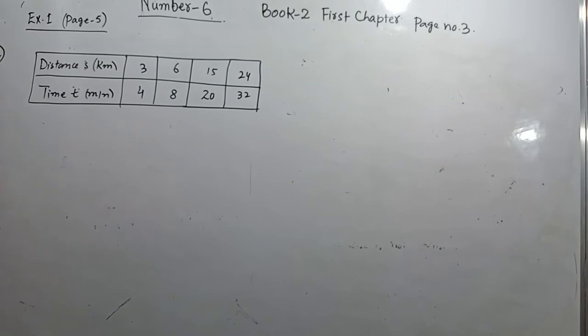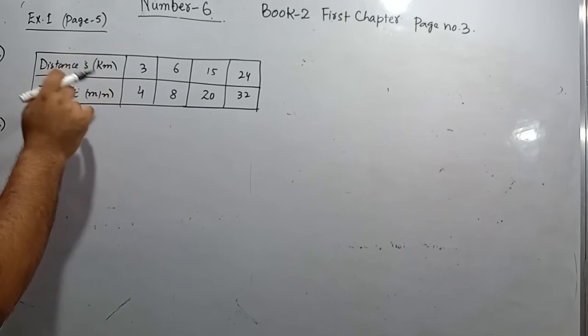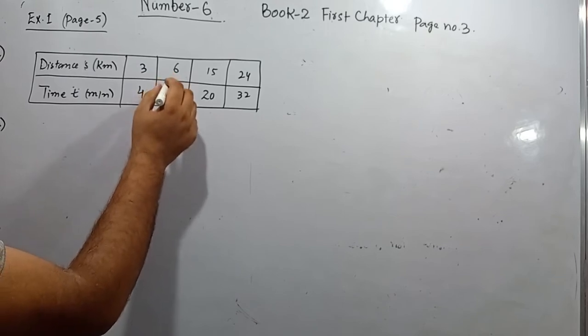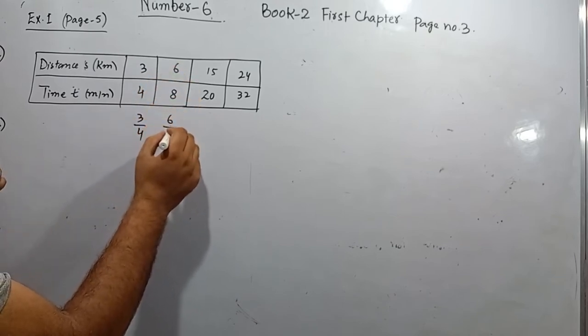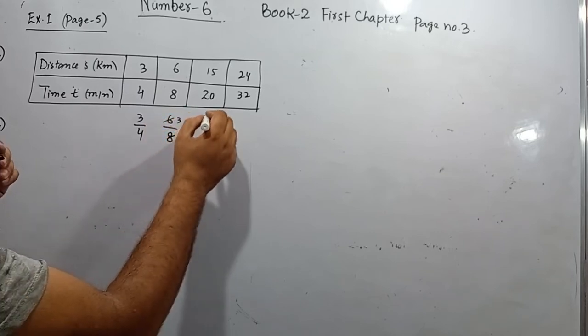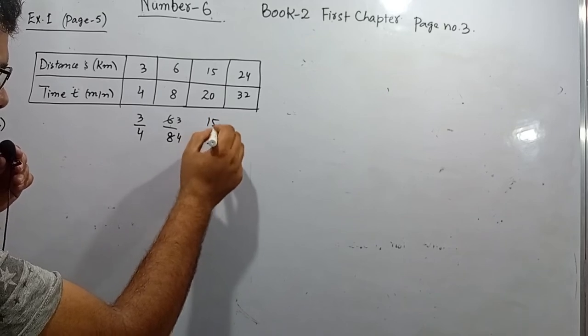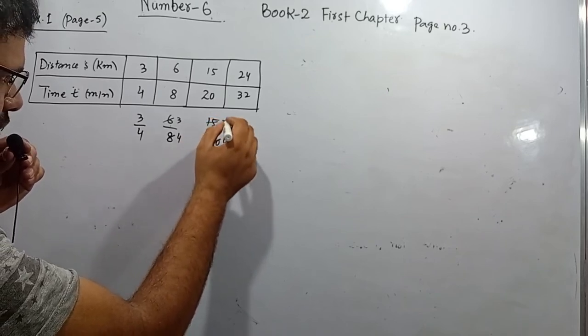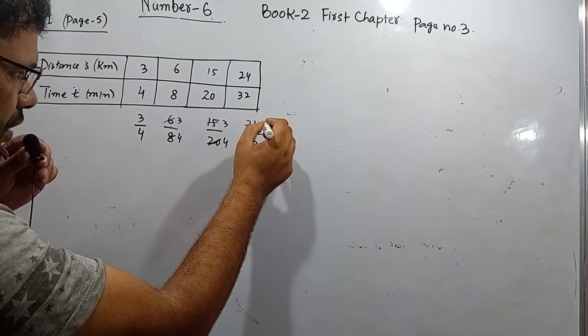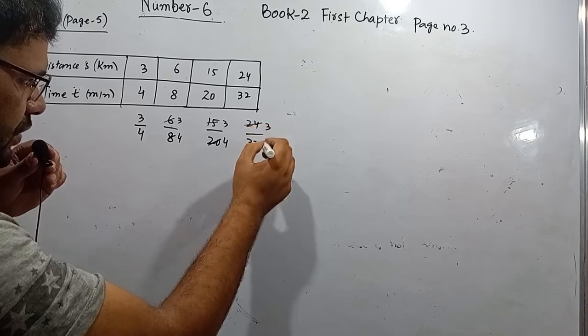Now first we need to check, is S in direct proportion to T? The first part is asking, is S in direct proportion to T? So how will we check? This is 3 by 4. Now we will check this ratio, 6 by 8. Two 3s are 6, two 4s are 8. This is also 3 by 4. It is 15 by 20, that is five 3s are 15, five 4s are 20. It is also 3 by 4. It is 24 by 32, that is eight 3s and eight 4s.